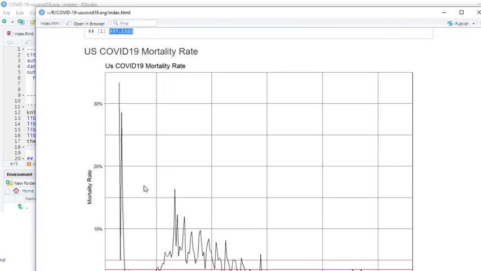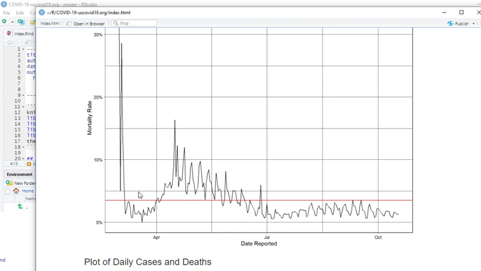Okay, let's take a look at the mortality rate. You can see this line here is 1%, and the line here is 5%. So this means the average mortality rate is 3.5 to 4%, but you can see all the days when the mortality rate was below this average. So that's a good sign. That means that the ratio between deaths and cases is decreasing.